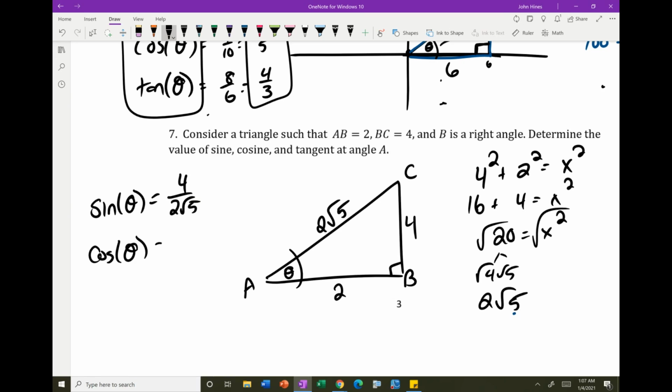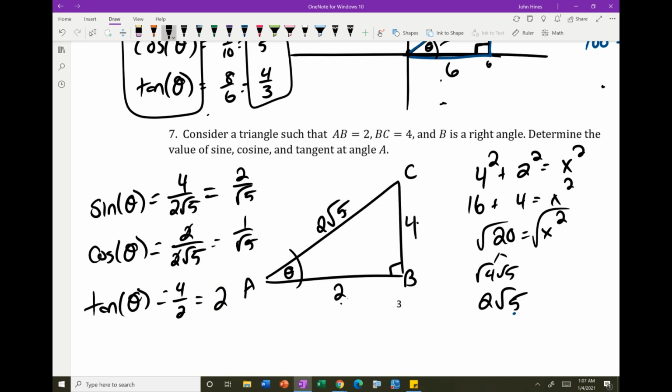Cosine theta, adjacent over hypotenuse. And tangent theta, opposite over adjacent, 4 over 2. Now again, you can clean up these fractions a little bit. 2 over radical 5. 1 over radical 5 and 2. And again, you can get those radical 5s out of the bottom by doing that. And again, I don't like doing that because it's an extra step, but you can do that. I choose not to most of the times, unless it's a multiple choice, and you might not see this.